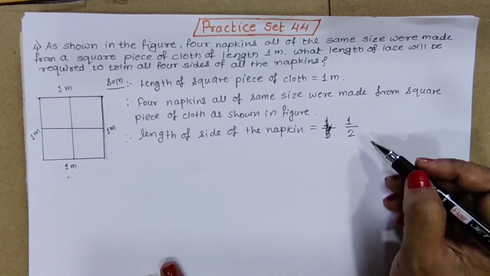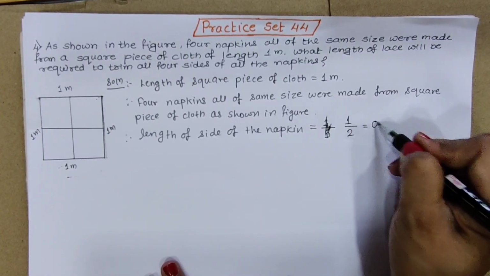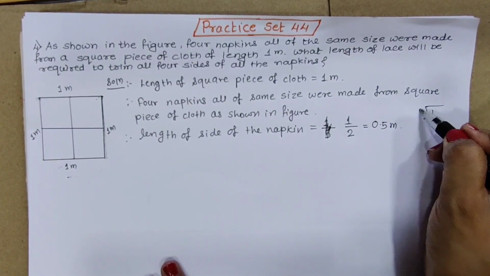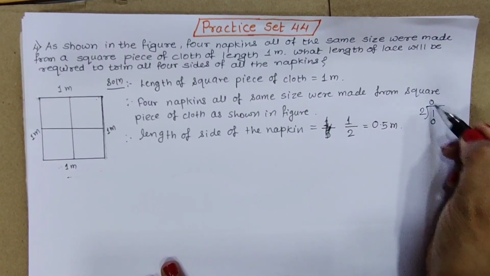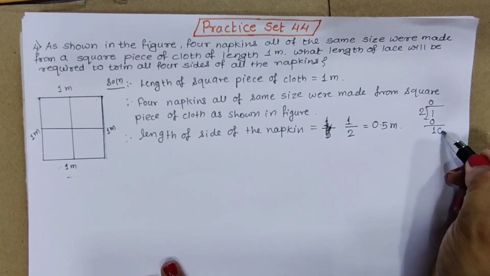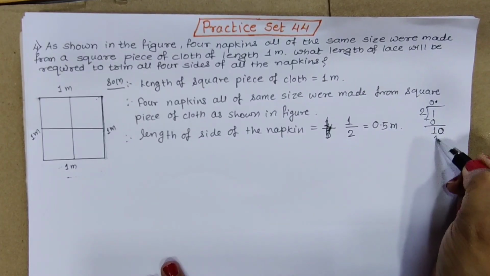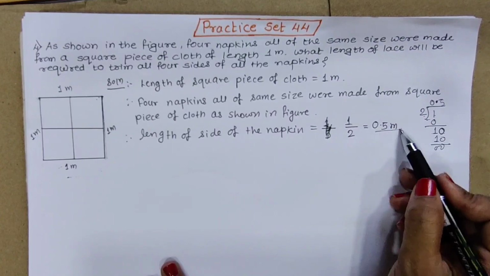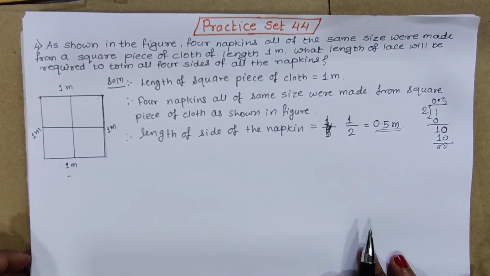So it is 1 upon 2. What does 1 upon 2 mean? It will be 0.5 meter. Like this, 1 divided by 2. We cannot divide it, so we put a 0. After that, 1 will come again, and after this 1 we put 0. For this 0, we put a point here. And 2 fives are 10. In this way, we get 1 divided by 2. The answer is 0.5 meter. So the length of the side of one napkin is 0.5 meter.